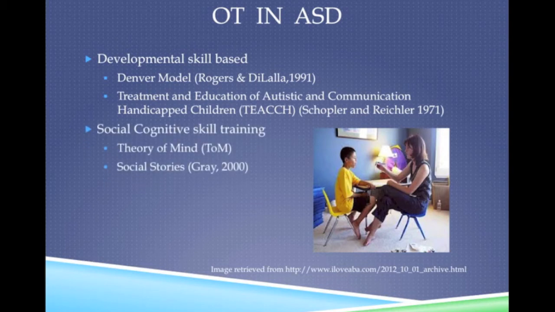Social cognitive skill training, theory of mind, and social stories are two of the common interventions that we use in occupational therapy. In theory of mind, occupational therapists utilize visual schedules, logs, diaries, journals to support weakened higher cognitive functioning, such as memory, sequencing, organization. And social stories allow the child to anticipate what is coming and what is going to happen in a particular situation without actually being in that situation.